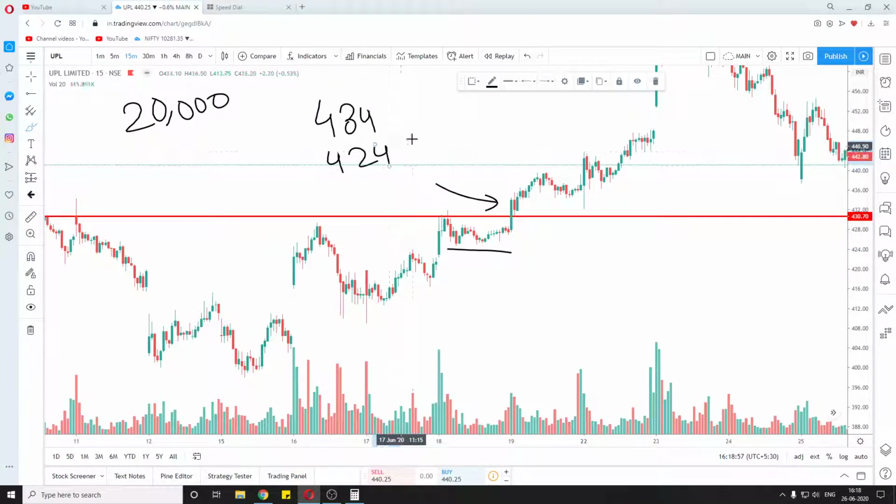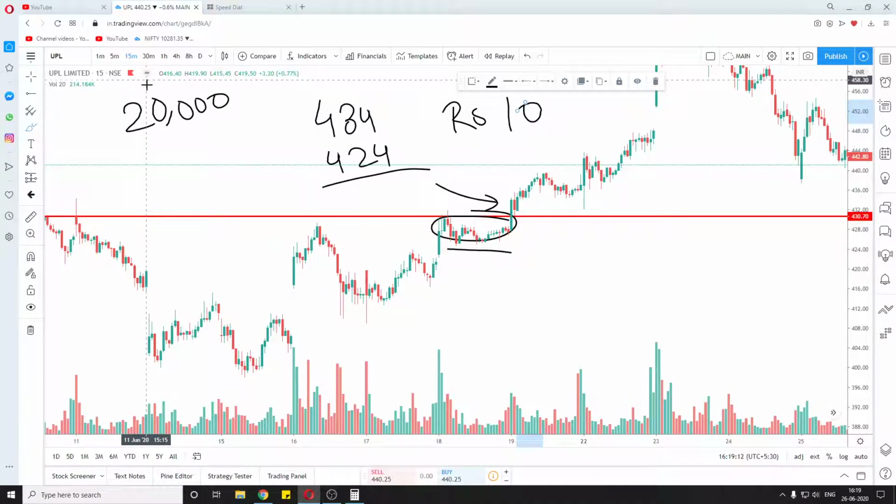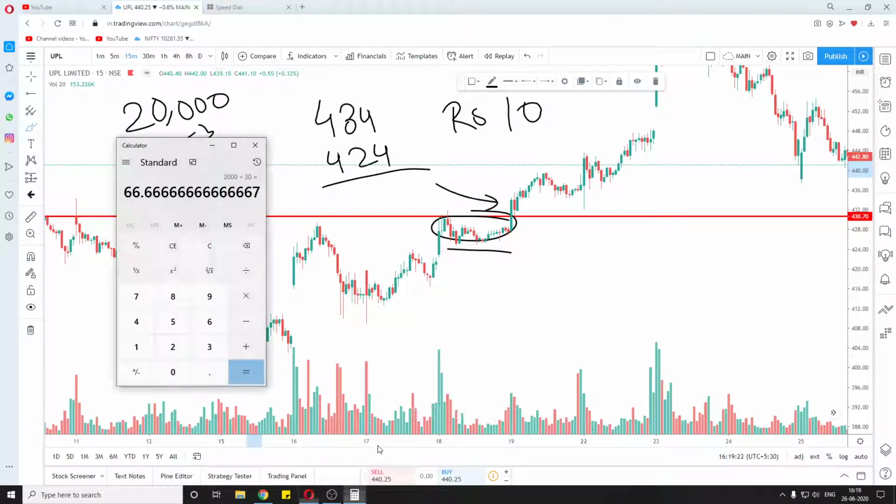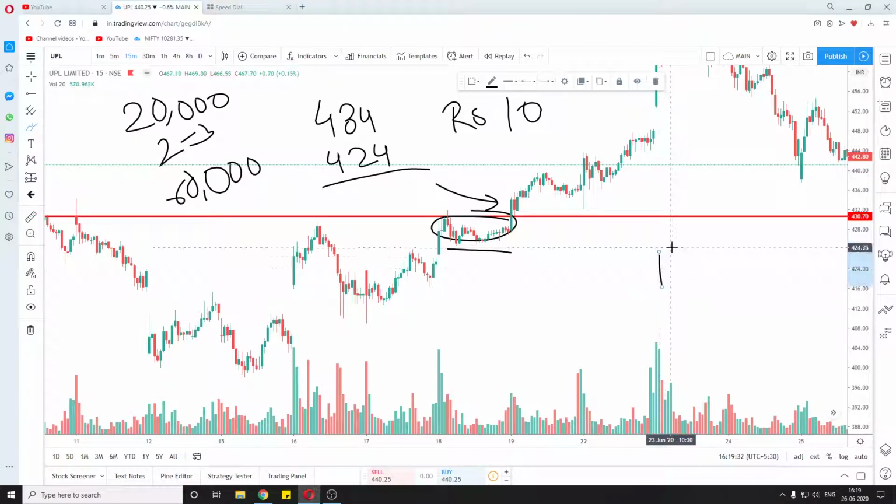This is a 10 rupees stop loss. This is the perfect place for stop loss, which is below this accumulation, if you are taking this for an example. So this becomes 10 rupees stop loss. So what people will do is, first they will leverage 2 to 3 times. They will leverage to 60,000. Now they are trading with 60,000 margin, and they are buying at 434. So 60,000 divided by 434 becomes 138. So they'll buy 140 quantity.